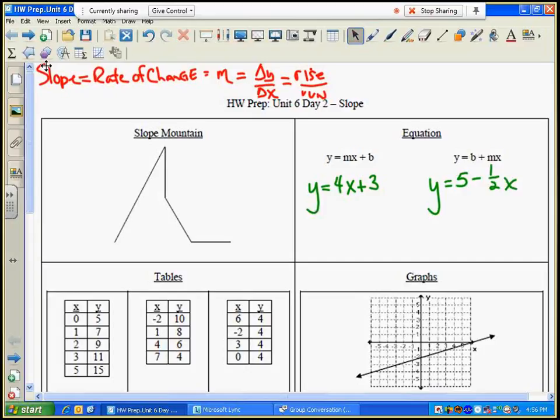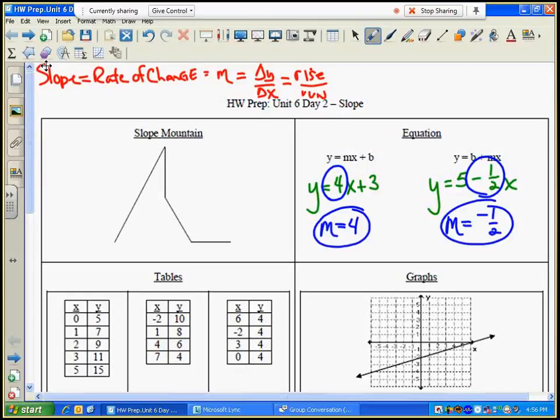In order to identify the slope from an equation, all you have to do is just look for the number that's snug up against the x, basically where the rate of change is. So here's the 4, or that negative 1/2 would be how we would identify the slopes. And you can see, of course, that slope will be negative because you are subtracting that 1/2 x.